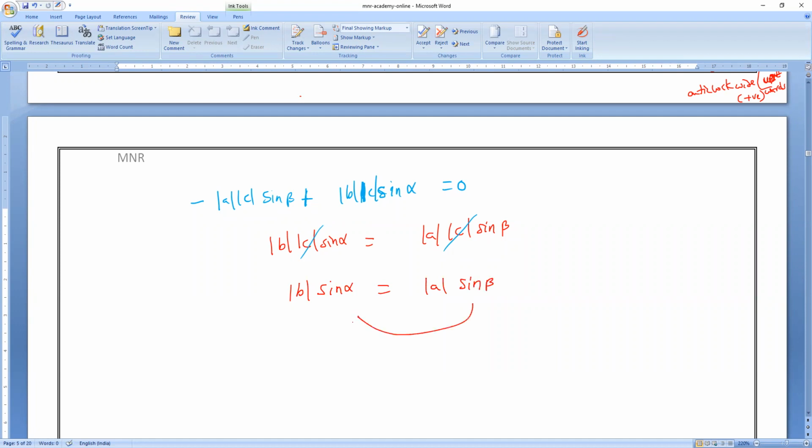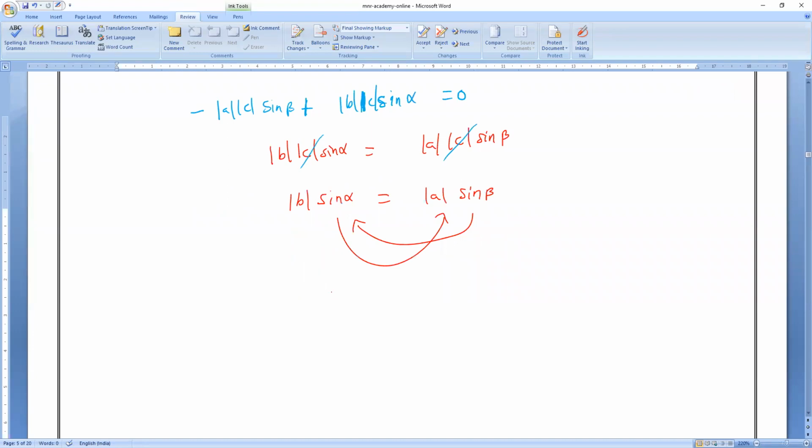So send this sine beta this side and send this sine alpha this side so that it will become what? Sorry, mod b divided by sine beta equals mod a divided by sine alpha. Is it right or wrong? All of you? Yes, sir. So that is what.